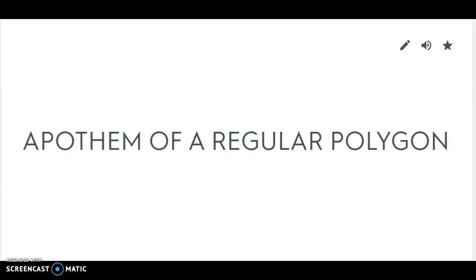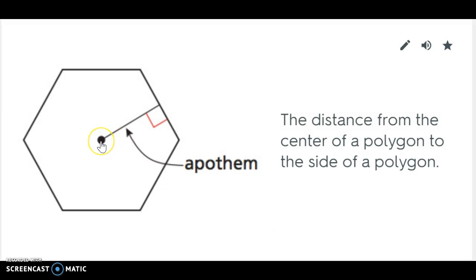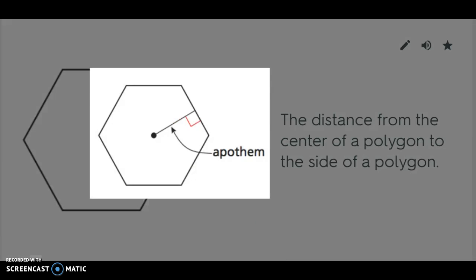The apothem, this is a weird word, but the apothem is the line that goes from the center to the side, and it's perpendicular. Okay, so it goes from the center to the side of a polygon. One thing we will talk about eventually is that it bisects that side. So if that side is 10, then the top is 5 and the bottom is 5.